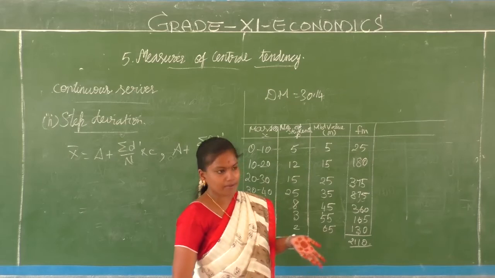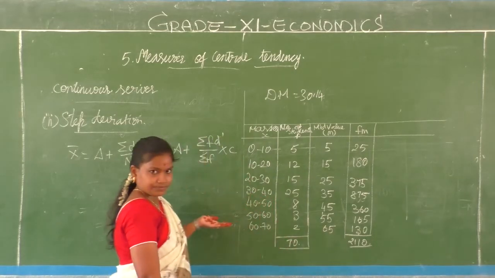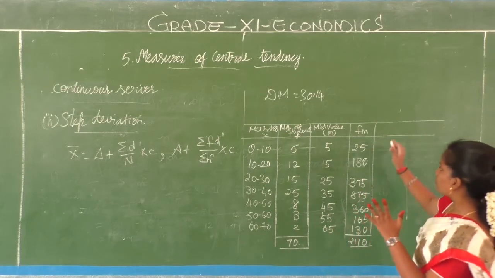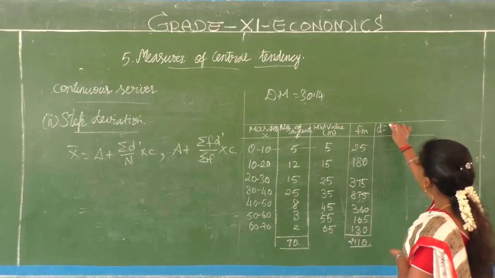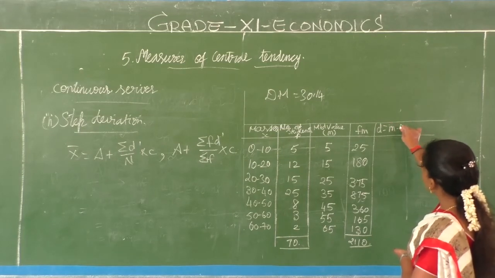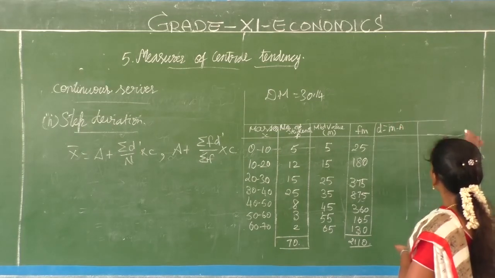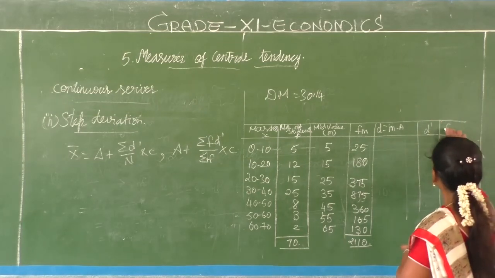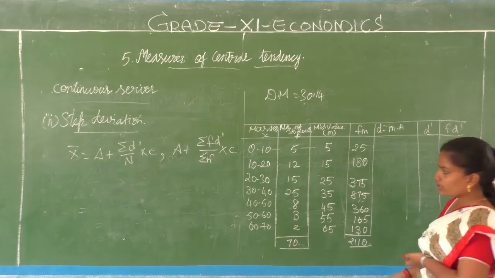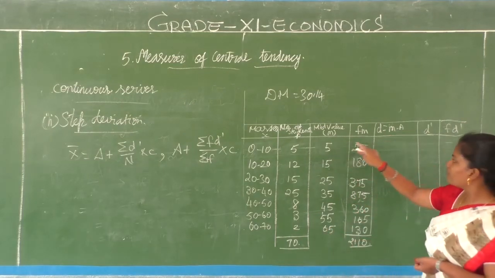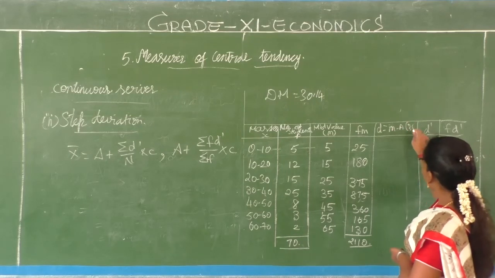And then the common factor, the difference, is 10. Right. So we are going to find, as usual, our usual method, d is equal to x minus a. Here we are going to have m minus a, and then d dash, then f d dash. Right, children? So what is going to be our d? M minus a, 5 minus 35.